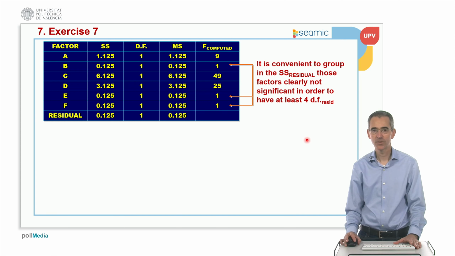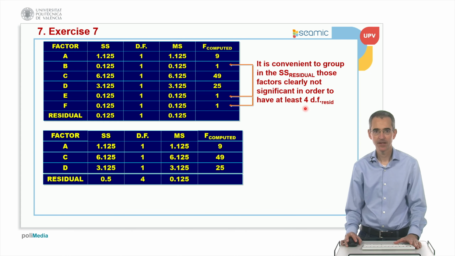So what we're going to do is to group those in the sum of squares of the residual, because they are clearly not significant, and then we will get 4 degrees of freedom in the residual, which is the minimum value required. Okay, so this is what we have now: 4 degrees of freedom in the residual, which is the minimum. So now we have factors A, C, and D.